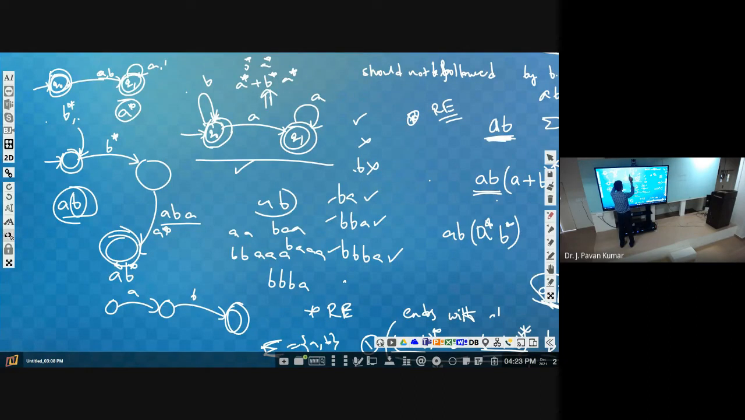Yes, sir. We can write. So in either way we are able to write. And the advantage of having a regular expression is that we can give a formula to specify what strings a finite automata can accept. That is the advantage of using regular expression. I hope you understand this one.